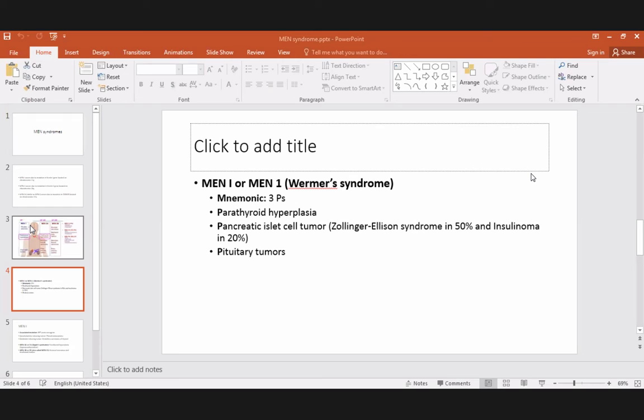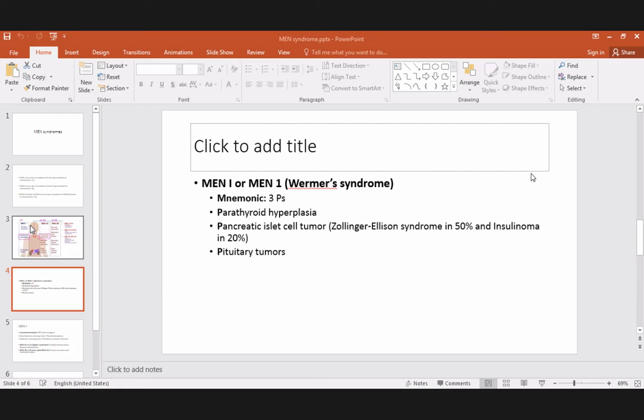MEN 1 is also called Wermer syndrome. Its mnemonic is 3 P's: parathyroid, pancreatic, and pituitary. Okay. In pancreatic islet cell tumor, we may have insulinomas. Patient may have the symptoms of the insulin producing tumor, or they may have the symptoms of Zollinger-Ellison syndrome, the gastrin secreting tumor. Patient presents with refractory peptic ulcer disease.